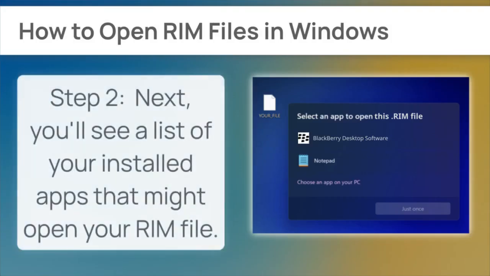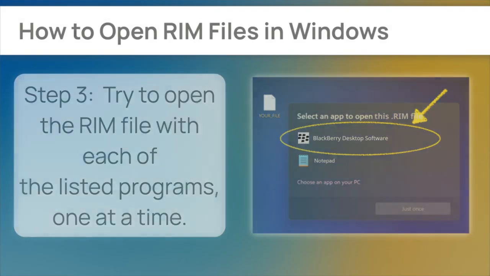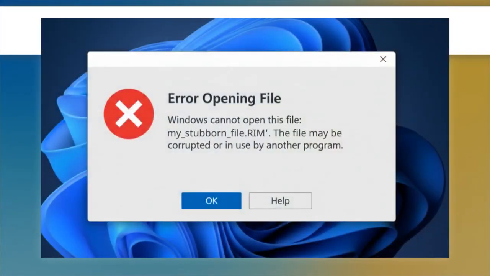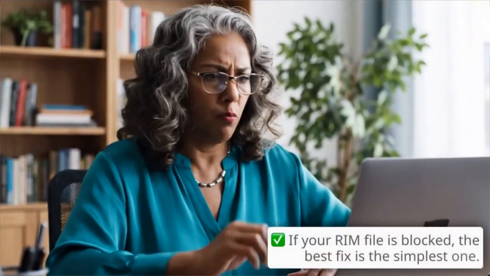Right-click your RIM file and select Open With. Test BlackBerry desktop software if it appears. If it fails, select the next application. Testing eliminates application conflicts. If you are still having trouble opening the RIM file, do not worry. The universal solution is coming, but first, the explanation.